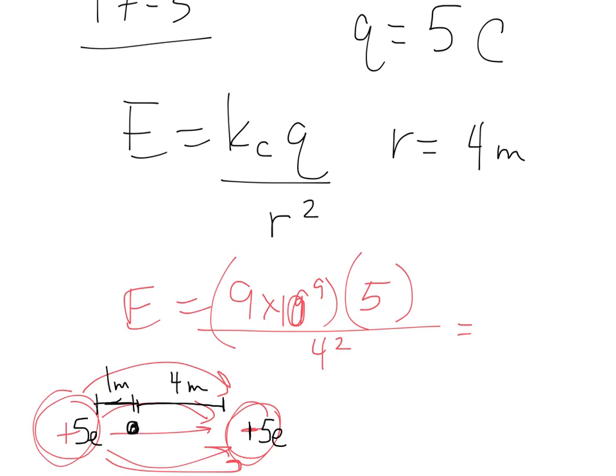So if you're trying to find a field at a location that's given and both fields are directed to the right, just add them together. But in this case, if I change that to positive 5e like I showed you right here, imagine 5 protons here and 5 protons here. Well, now the field lines would look like this. So to find the field at this location, they'd be opposing fields. So as a result, you would want to subtract those two numbers, not add them together at that given location.